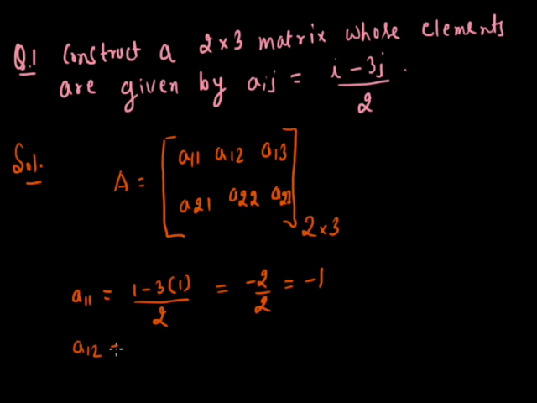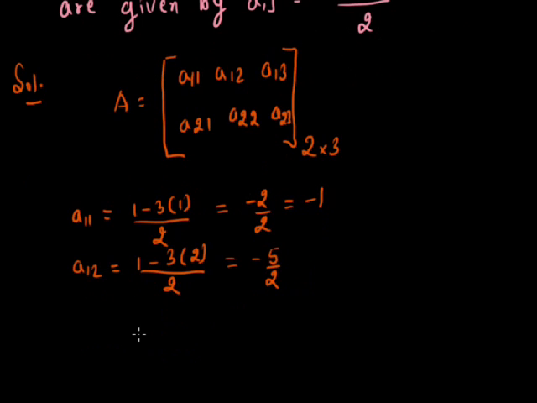Now a12, here i equal to 1 and j equal to 2. So this will be equal to (1 minus 6) upon 2. So we can write minus 5 by 2. Similarly a13. So here i is equal to 1 and j is 3. So this will be (1 minus 9) by 2. So this will be equal to minus 4. So these are the elements of the first row, a11, a12, a13.